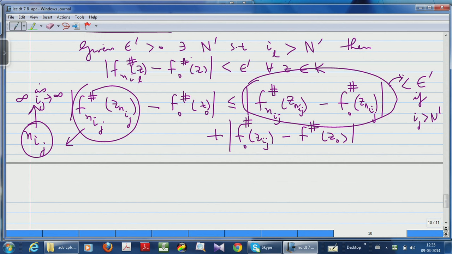So I have this, and then what about the second quantity? The second quantity is the spherical derivative, so there is a zero missing here. The spherical derivative of f_0 at z_ij minus the spherical derivative of f_0 at z_0. But mind you, this also I can make sufficiently small. That's because of the continuity of the spherical derivative. The spherical derivative is anyway continuous.